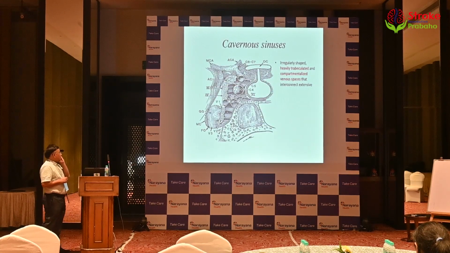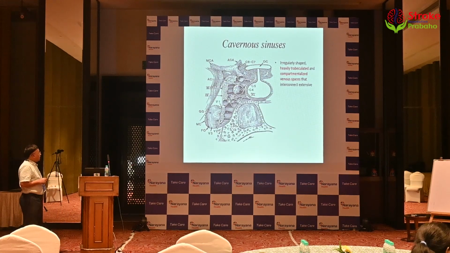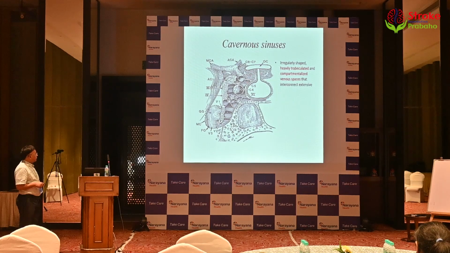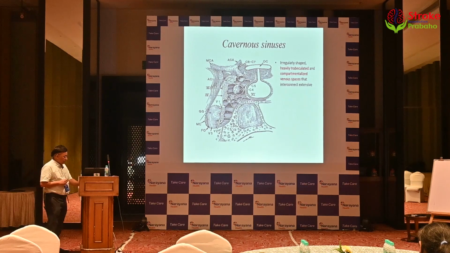So coming to the cavernous sinus anatomy, it is lateral to the pituitary fossa and sphenoid sinus. It is heavily trabeculated and compartmentalized venous spaces. So you can see there are multiple venous compartments in the cavernous sinus. And this is the C4 segment of the carotid artery. This is the sixth cranial nerve. Just near it is the sympathetic chain, so sometimes there may be Horner syndrome. And on the wall, we have the third, fourth, and fifth V1, V2 cranial nerve divisions.